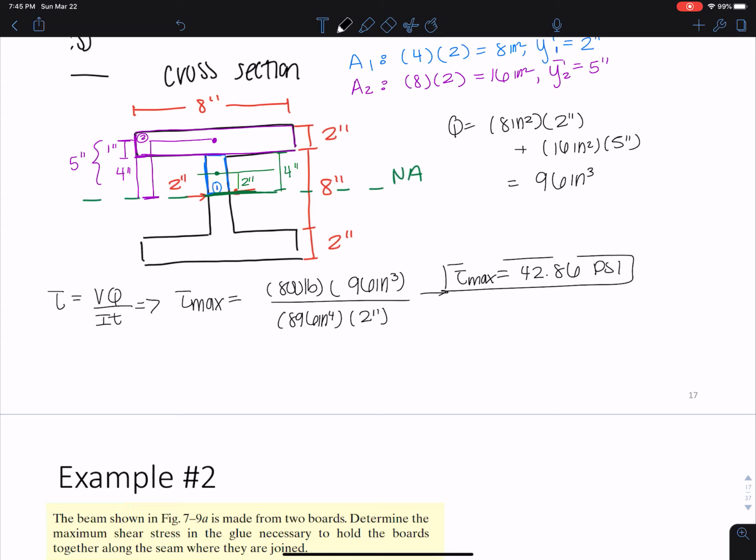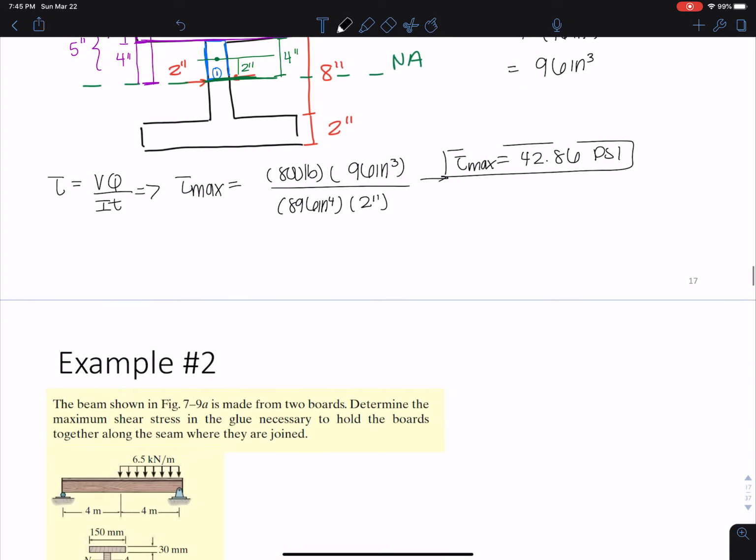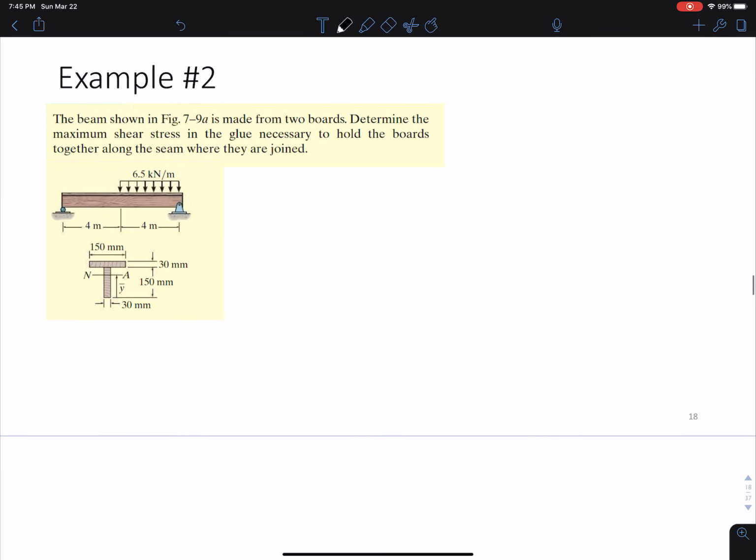Okay, so not too bad. Let's try another example now. The beam shown in this figure is made from 2 boards. Determine the maximum shear stress in the glue necessary to hold the boards together along the seam where they're joined.